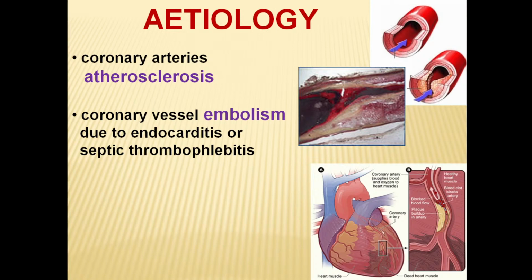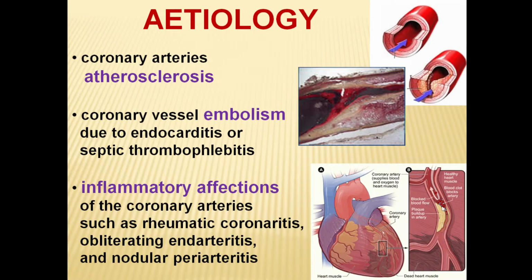But we remember that near atherosclerotic plaques, pathological thrombocyte adhesion can also form, which is accompanied with a pathological process. And the last problem is inflammatory affections of the coronary arteries, such as rheumatic coronaritis, obliterating endarteritis, or nodular periarteritis. It's a rarer pathology. First of all, patients with myocardial infarction are patients with atherosclerosis of coronary arteries.